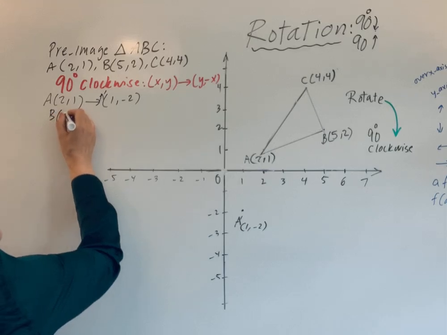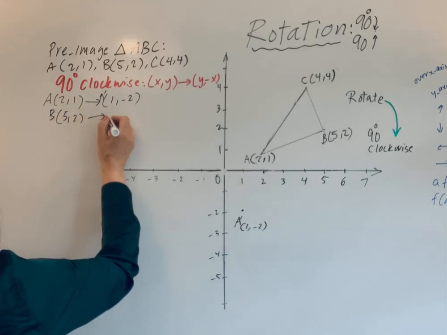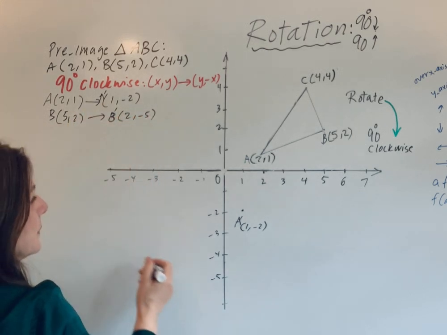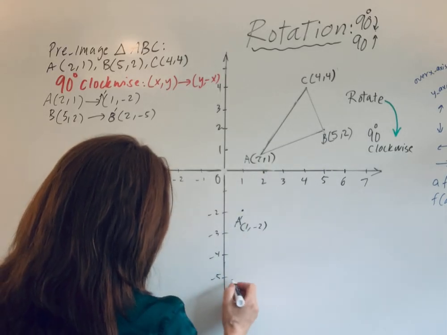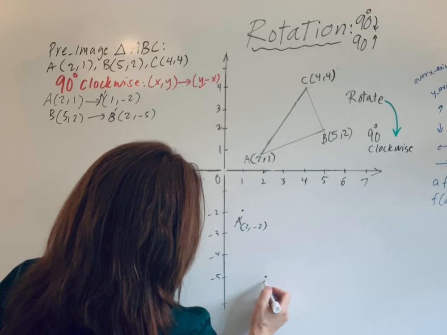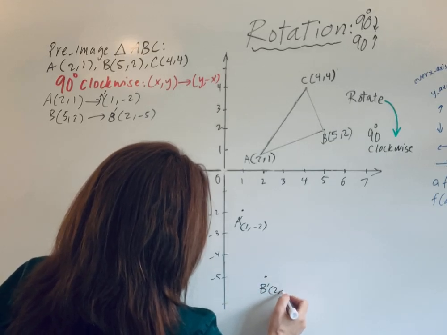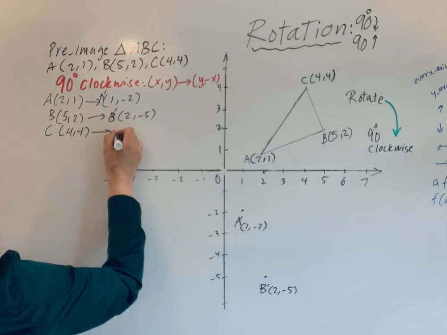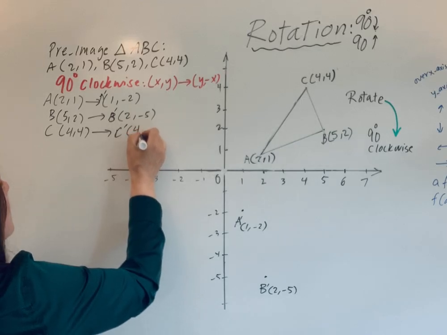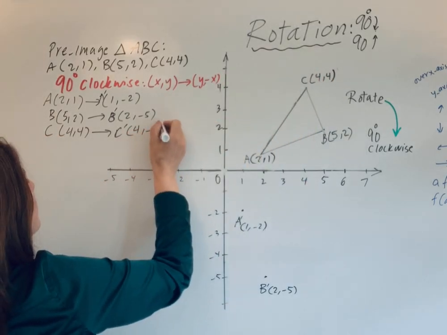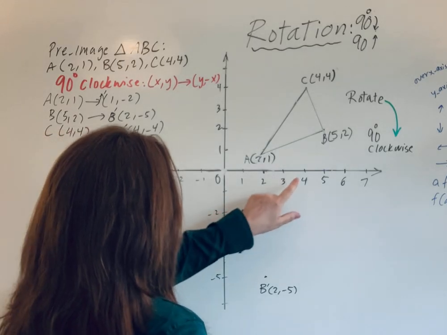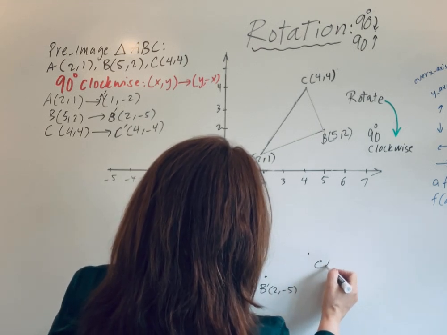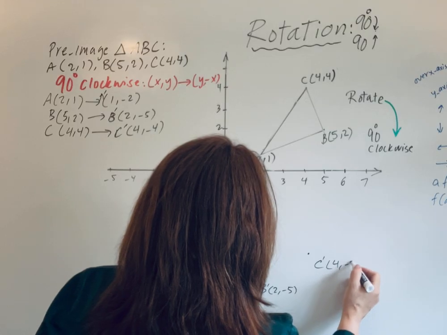B is 5, 2, right? It becomes B prime at 2, negative 5. 2, negative 5 is here, roughly. Okay, B prime is 2, negative 5. How about C? C is 4, 4 and becomes C prime, 4, negative 4. 4, negative 4 is somewhere here. C prime is 4, negative 4.